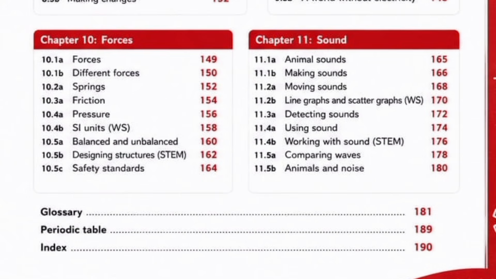So, these are the main areas covered in Exploring Science 7. From cells and ecosystems to atoms, energy, electricity, forces, and sound, this book takes us through many fascinating areas of science. In the upcoming lessons, we'll explore these topics in more detail. So, keep your book ready, stay curious, and let's learn science together.